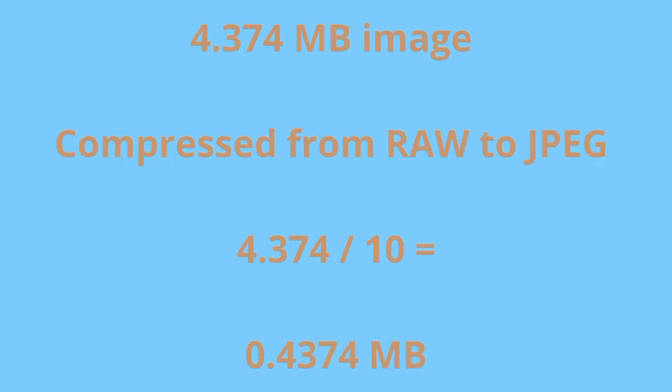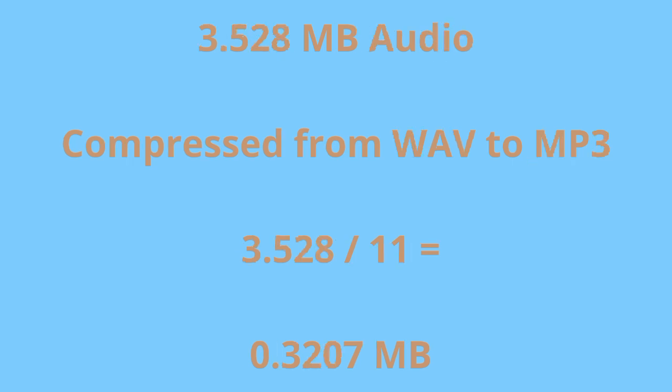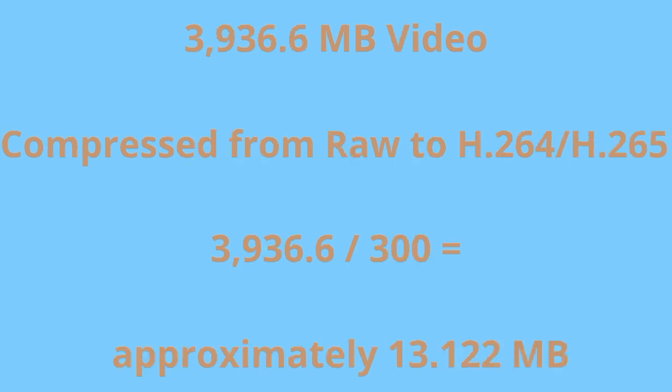The 4.374 MB image compressed would be 4.374 divided by 10, equal to 0.4374 megabytes. The 3.528 MB audio compressed would be 3.528 divided by 11, equal to 0.3207 MB. The 3,936.6 MB video compressed would be 3,936.6 divided by 300, equal to 13.122 MB.